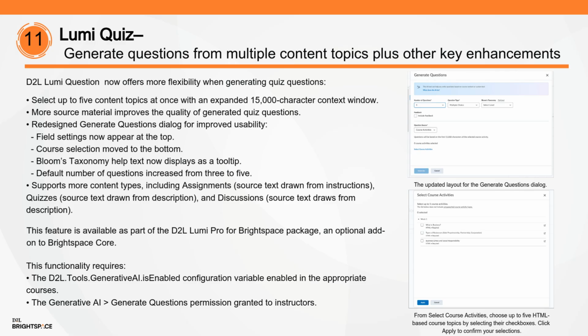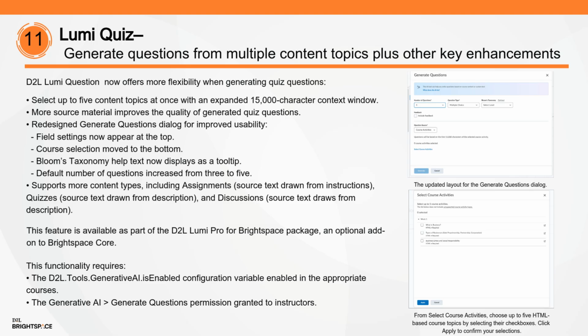D2L Lumi Quiz now offers more flexibility when generating quiz questions. Instructors can select up to 5 content topics at once, thanks to an expanded 15,000-character context window. This allows more source material to guide question generation and improves overall quality.